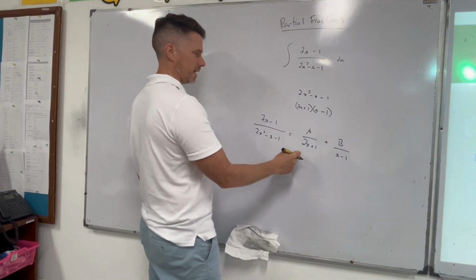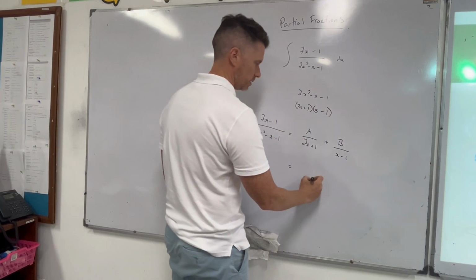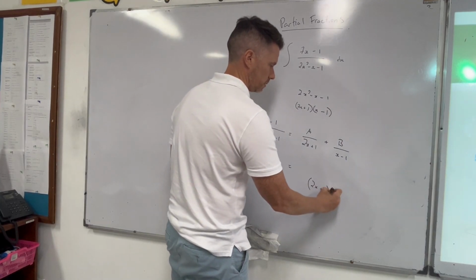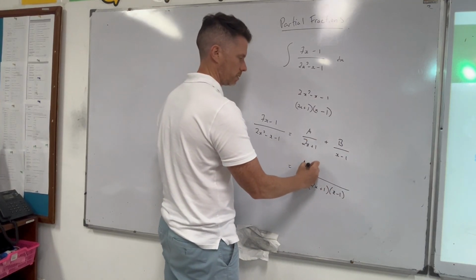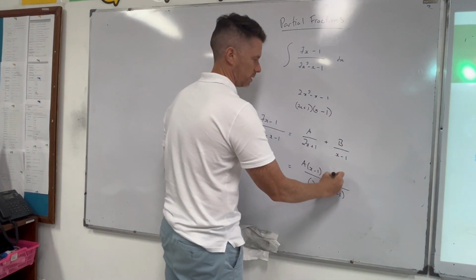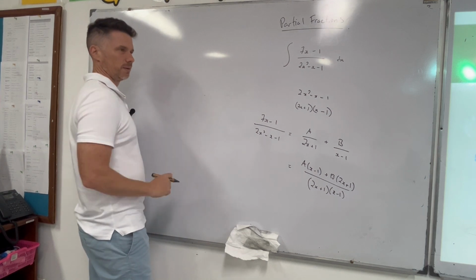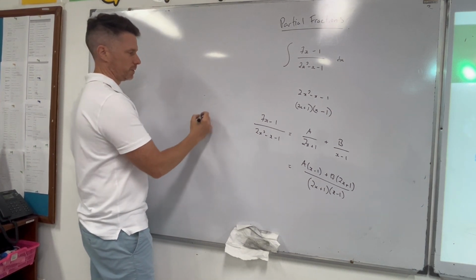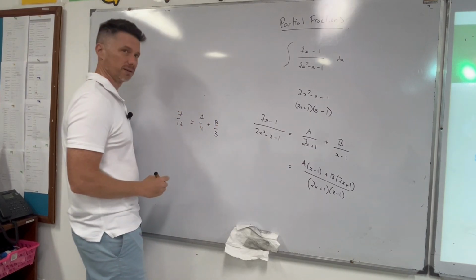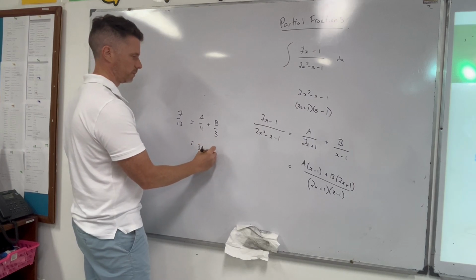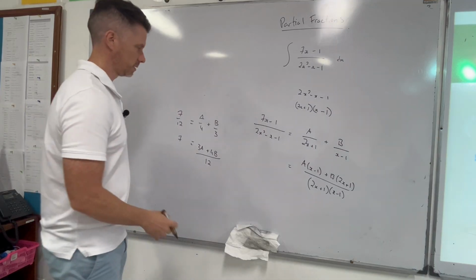And now I know that when I add these together, with a common denominator of this, you can multiply them together. So this would be getting multiplied by x minus 1, and this gets multiplied by 2x plus 1. Now what we're doing here is just adding fractions. So a over 4 plus b over 3 is equal to 7 over 12. And you go, okay, 3 times a plus 4 times b over 12 is equal to 7. And then you're trying to find what a and b is. That's what we're doing.